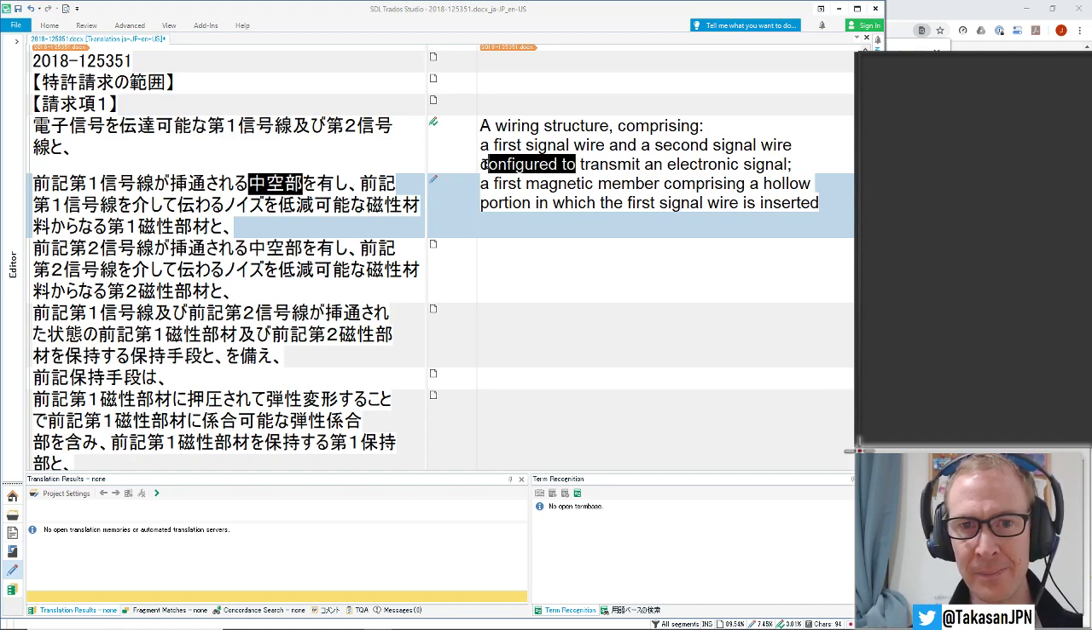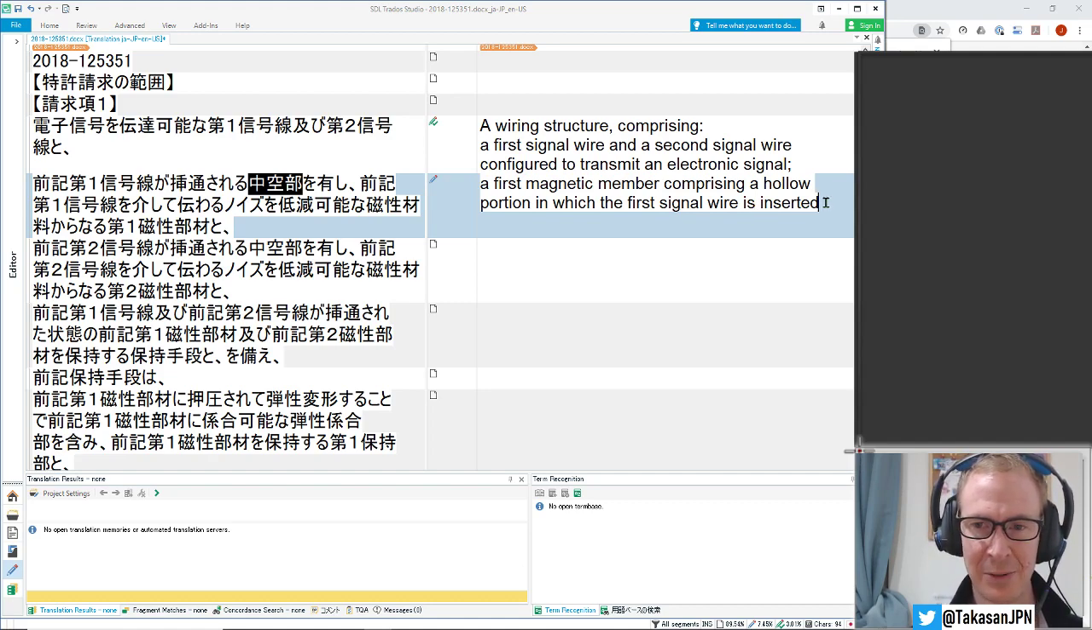If you've got the element when it's first introduced, and you're adding a function restriction with configured to there, you don't need to go crazy further down. So there we go, nice and simple. The signal wire, the first signal wire, is inserted in the hollow portion.